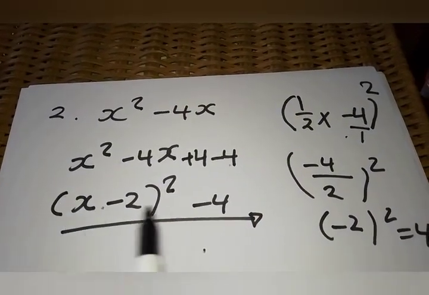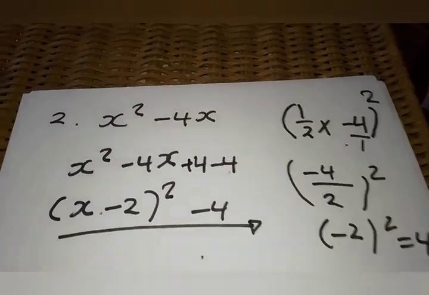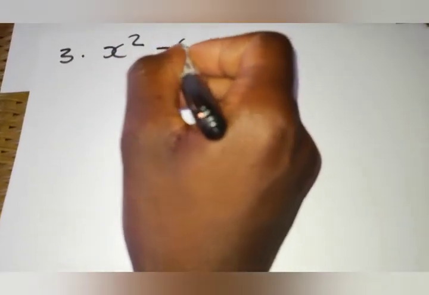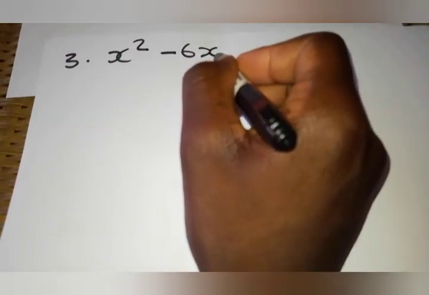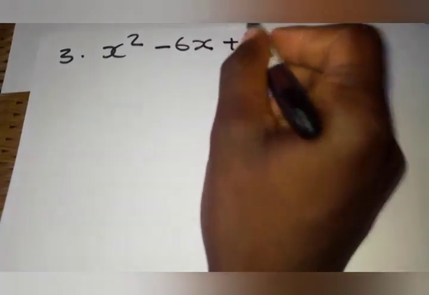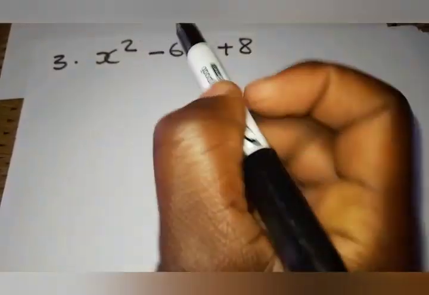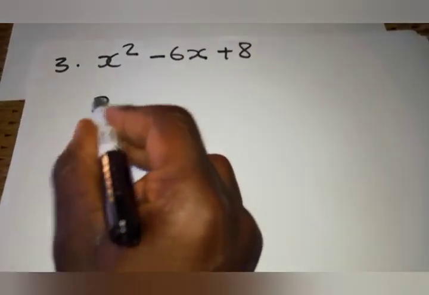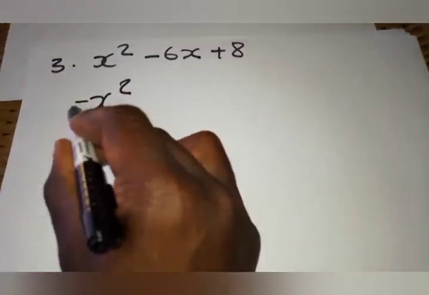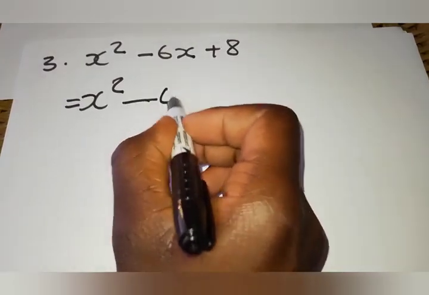Make sure that everything's in a standard form and your answer is in that form. Here's another example, example number 3. So we have x squared minus 6x plus 8. All right, so check, it's in a standard form. So the coefficient of x is minus 6, bear in mind. So x squared minus 6x.